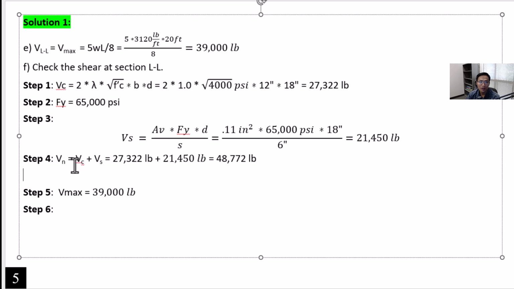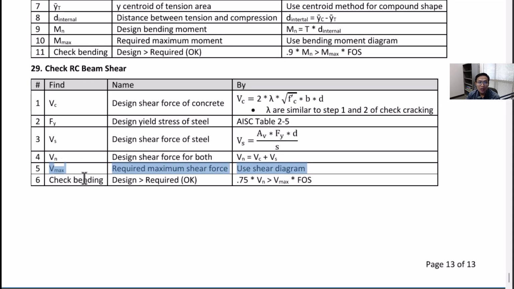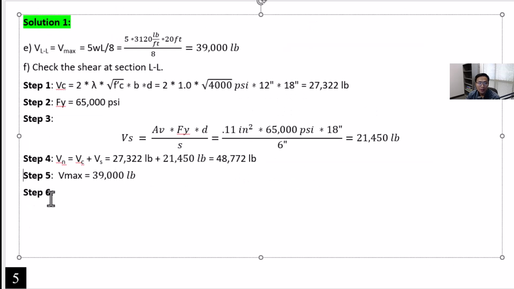Let me move it here so we can have more space. Step 6 is to check for bending. If design is larger than required, then it's okay. Required design will equal 0.75 multiplied by Vn, and Vmax multiplied by FOS is the required. So we have design equal to 0.75 multiplied by Vn over here, and required will equal Vmax multiplied by FOS.